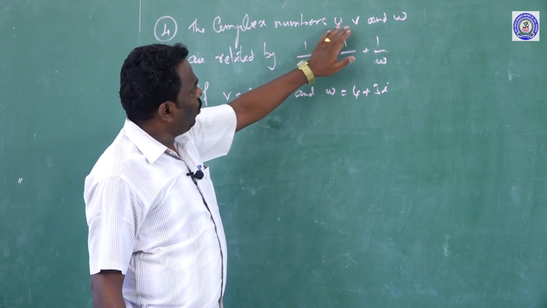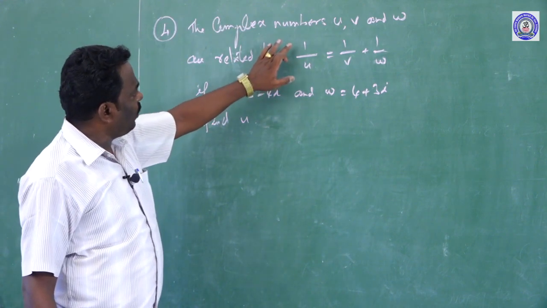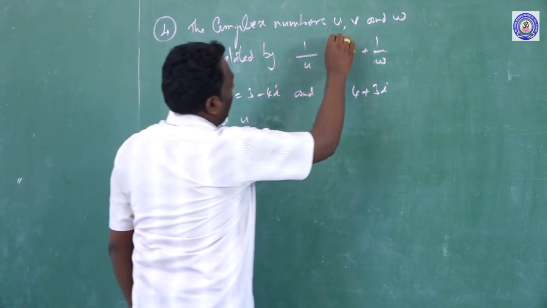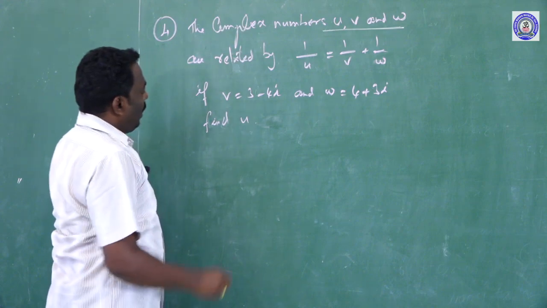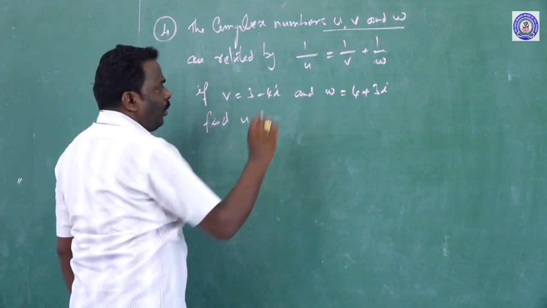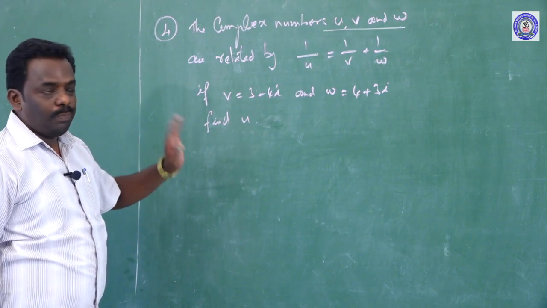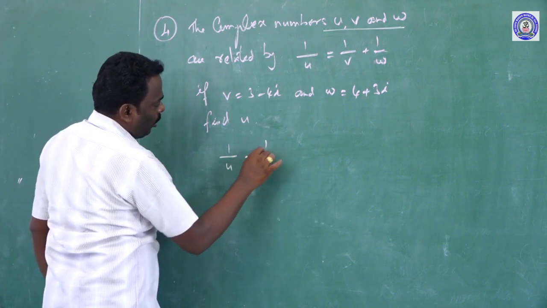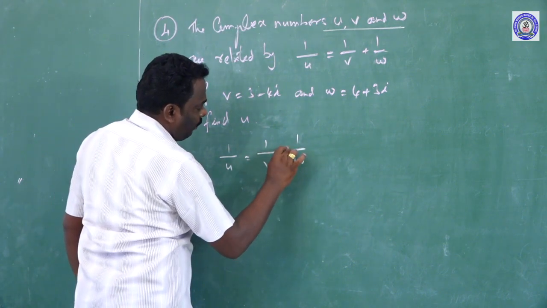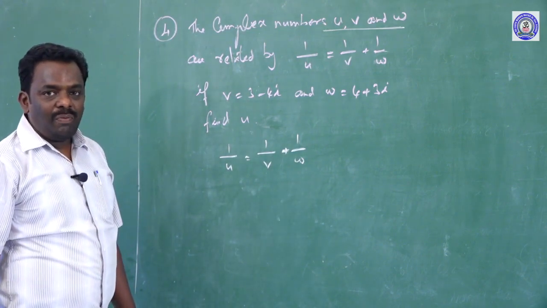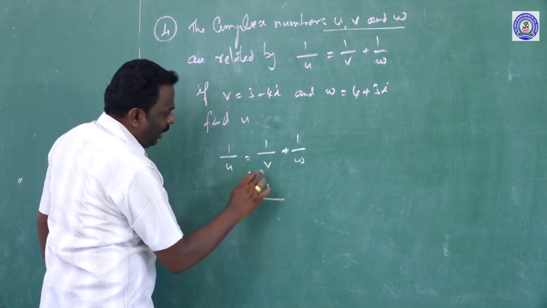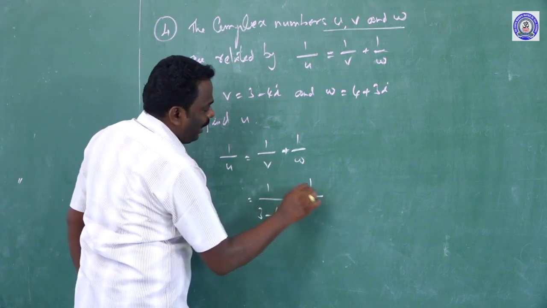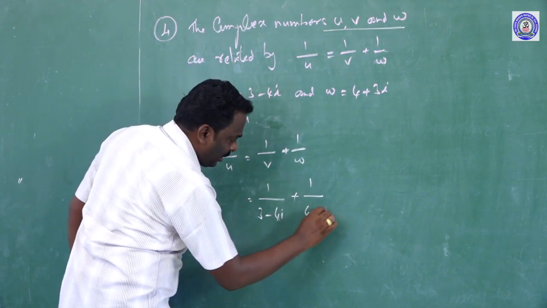The complex numbers u, v and w are related by 1 by u equals 1 by v plus 1 by w. So three complex numbers are given: u, v, w. The complex numbers v and w are given, and we want to find u. So make use of this equation, 1 by u equals 1 by v plus 1 by w, and find the value of u. That is 1 by v, which we know equals 3 minus 4i, plus 1 by w, which we know equals 4 plus 3i.